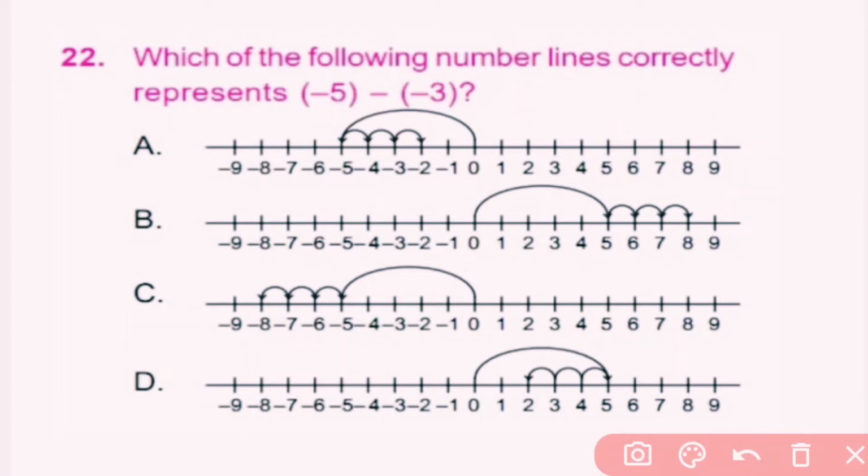Question number 22. Which of the following number lines correctly represents minus 5 minus minus 3? We check first option A. From 0 we go up to minus 5. Minus becomes plus, so we come back this side, 1, 2 and 3, and our answer is minus 2. So option A is correctly represented. So here A is correct.